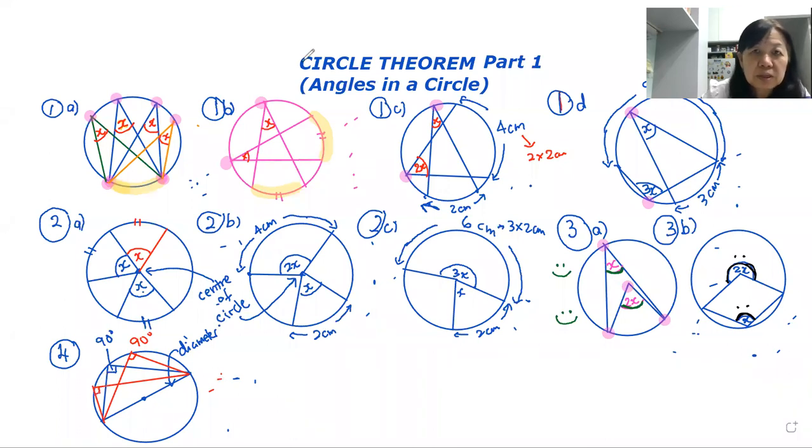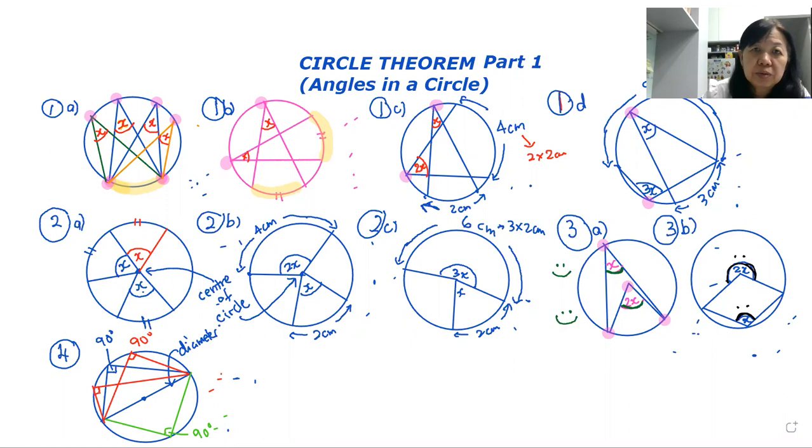At the bottom can also. As long as it makes an angle with the circumference, it's 90. Right? Next.